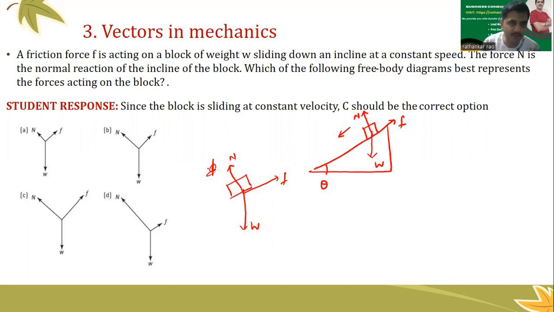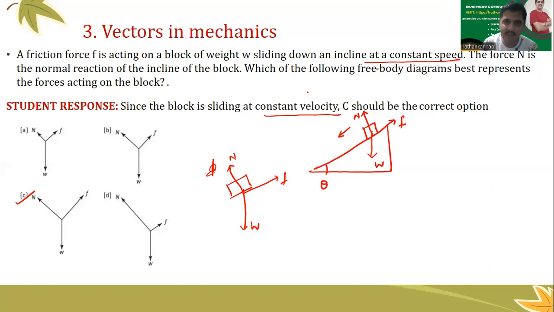Most of the students do answer this as the right option is C. The reason is because it says, since the block is moving at a constant velocity, see which of the following free body diagrams represents the forces acting on the block. It says it's moving at a constant speed, which means whenever we say constant speed, the sum of the forces acting in the opposite directions should be equal. Now, mark my words. Sum of the forces acting in the opposite directions is equal to 0. This is what you should have.